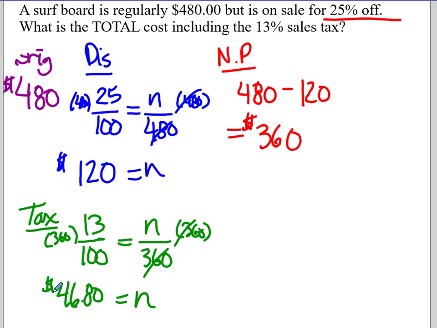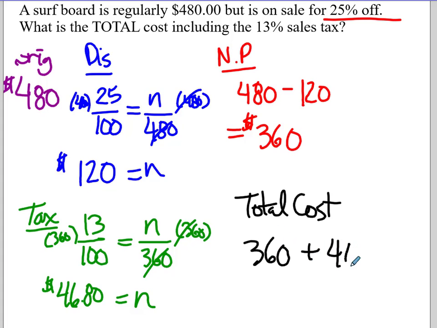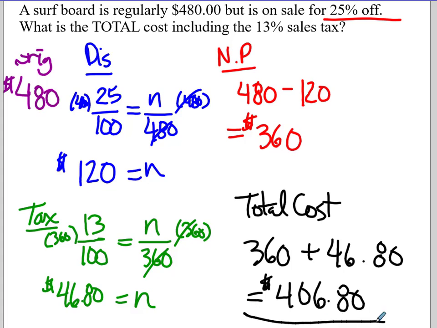That's not the final amount. So now our total cost is going to be our new price of $360 plus our sales tax of $46.80. And that is $406.80. And that is our final amount.